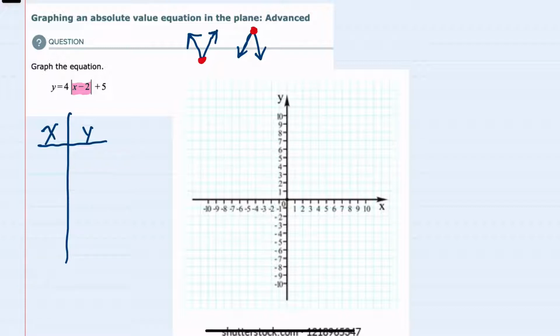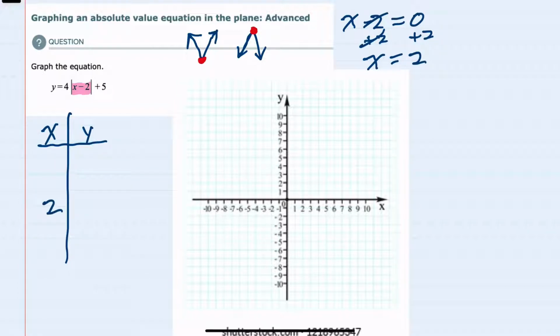And since for this example I have x minus 2, I want to figure out where that equals 0, and I can do so by adding the 2 over to the right hand side. That gives me an x equals 2. So I'll use that as one of my points to plug in, and then I can just choose a couple of points to the left and to the right of 2. Moving to the left of x equals 2, I can use 1 and 0, and moving to the right, I'll just use 3 and 4.